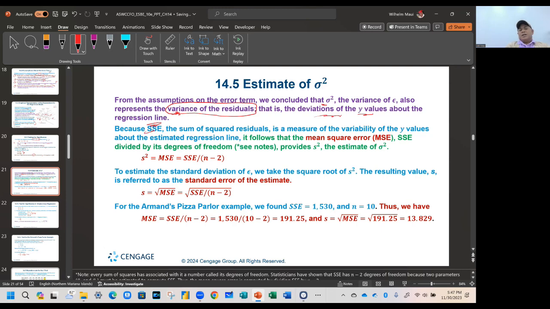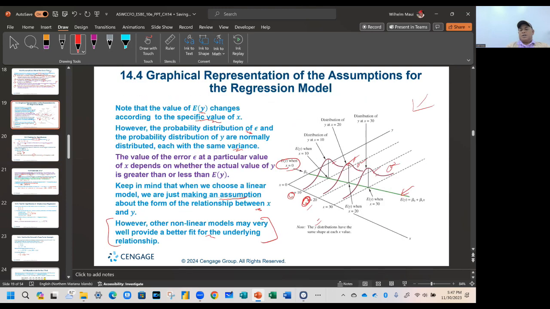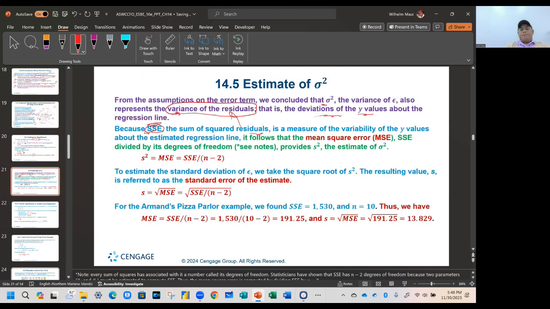And now here's that notation again. Your sum of squares due to error is now going to be called sum of squares residuals because of that, no? And it is a measure of the variability of the y values about the estimated regression line. So we're saying this one here, right? Here's your estimated line, and we're describing the relationships there, no? Okay.